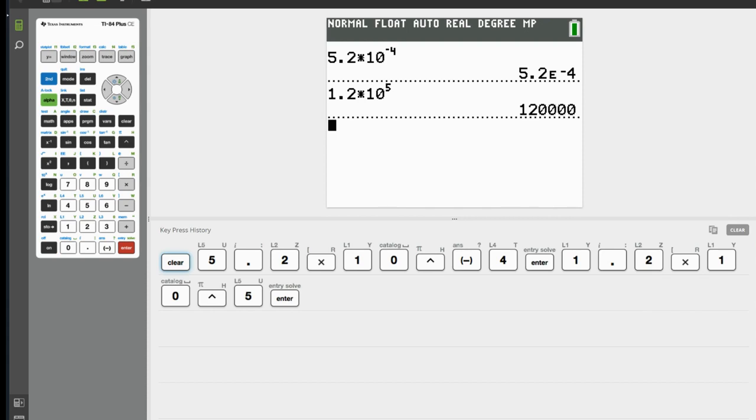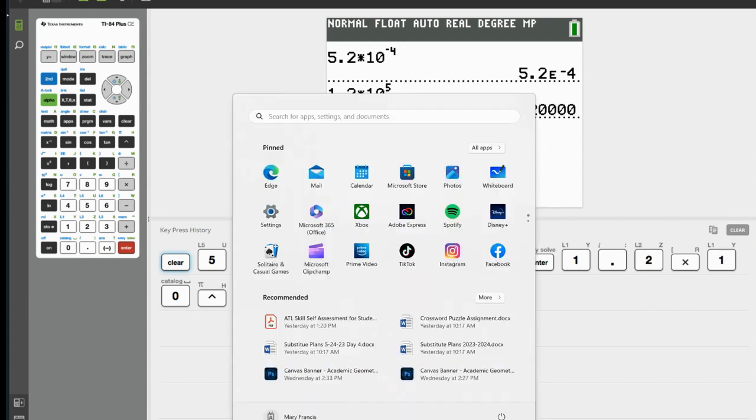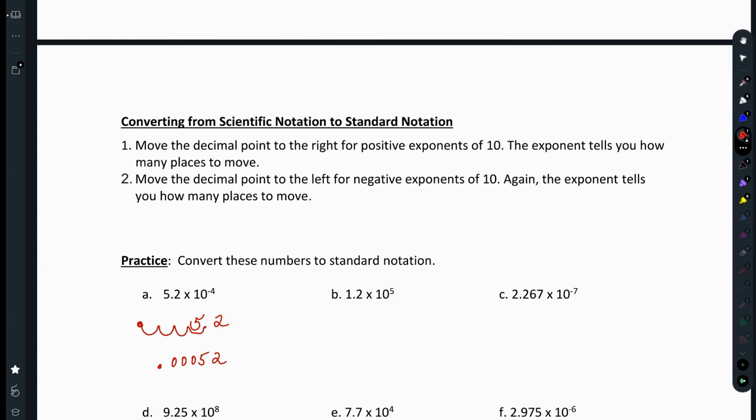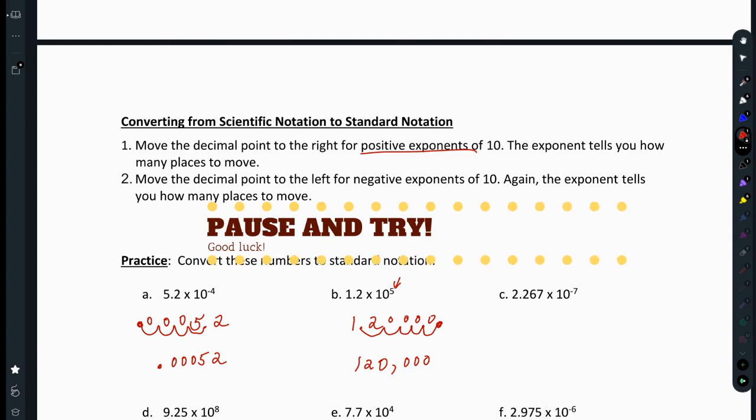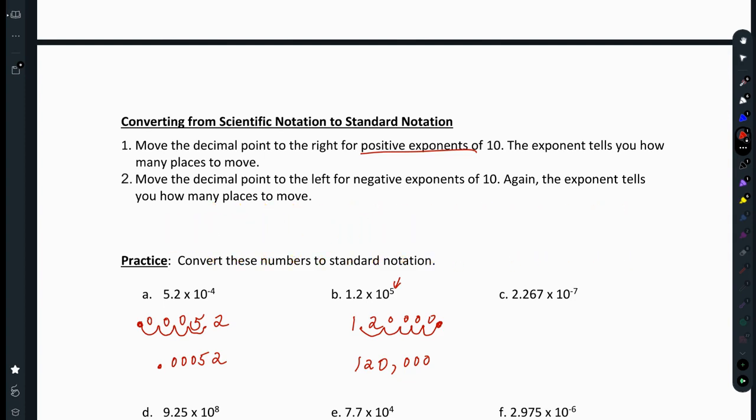And we see that it's 120,000. Let's confirm. So we have 1.2. This time we have a positive exponent. That means that we're going to go right, and we're going to go right 5 places. So we go 1, 2, 3, 4, 5. So we get 1, 2, 0, comma, 0, 0, 0. So all these little placeholders become zeros, just like here. All right, I would say again, pause the video, finish up through F, and then see how you did.